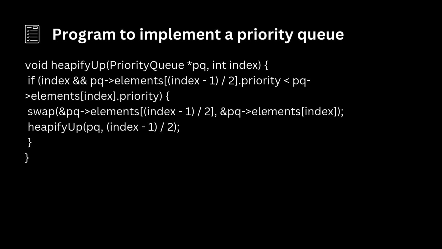Now write the function to heapify up. The function heapify up ensures the heap property is maintained after inserting a new element. It recursively swaps the new element with its parent until the heap property is restored. PQ is a pointer to the priority queue, and index is the index of the element in the heap array that needs to be moved up to maintain the heap property.